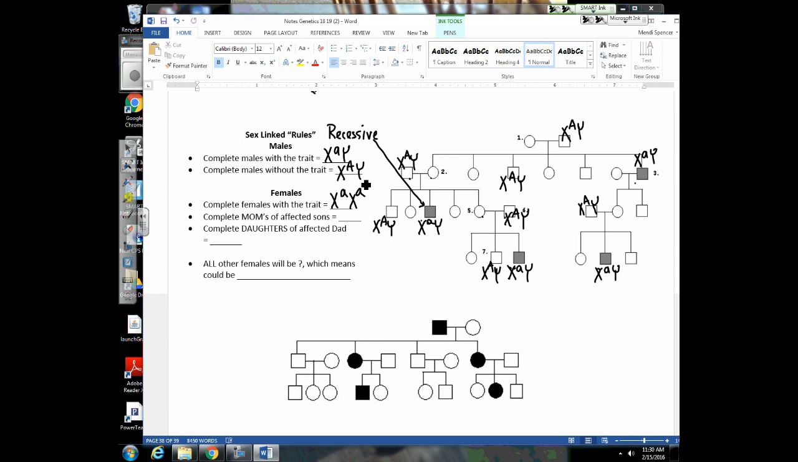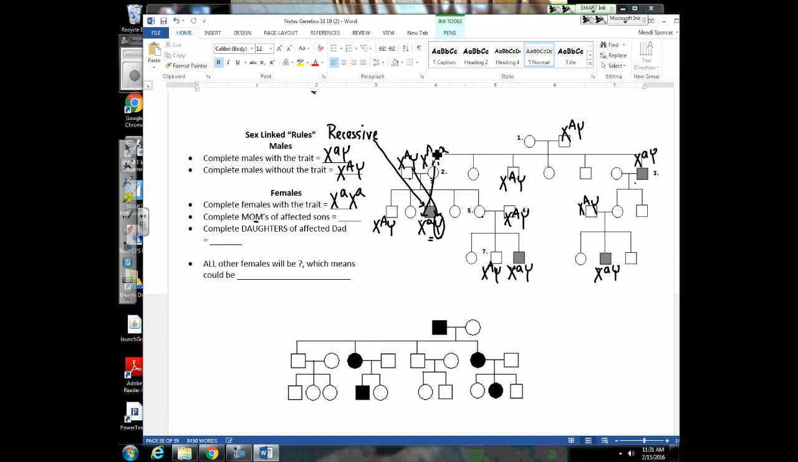Now, another type of female that we can definitely determine is any moms of affected sons. So let's take a look at this boy right here, and there is his mother. And we know since this is sex-linked, this Y came from dad, and so that means that the son is inheriting his X from mom. So she had to have an X with a little a to pass it on to her son.